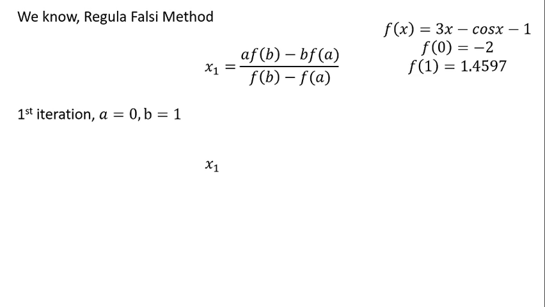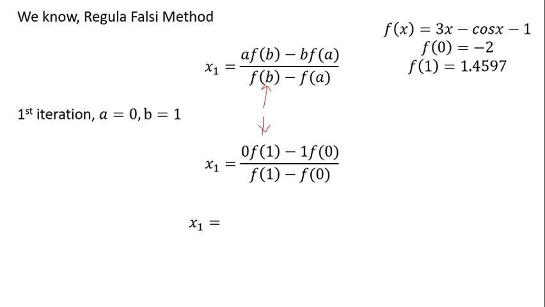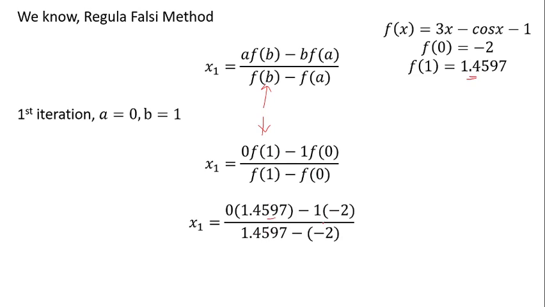Now let us find x1 by putting the value of a as 0 into f of b, which is 1, and so on; we are just putting the values of a and b in this formula. So x1 is equal to 0 into f of 1, which is 1.4597, divided by 1.4597 minus f of 0, which is minus 2. With the help of a calculator, we get the value of x1. What is the value? Calculate it. Take your time.